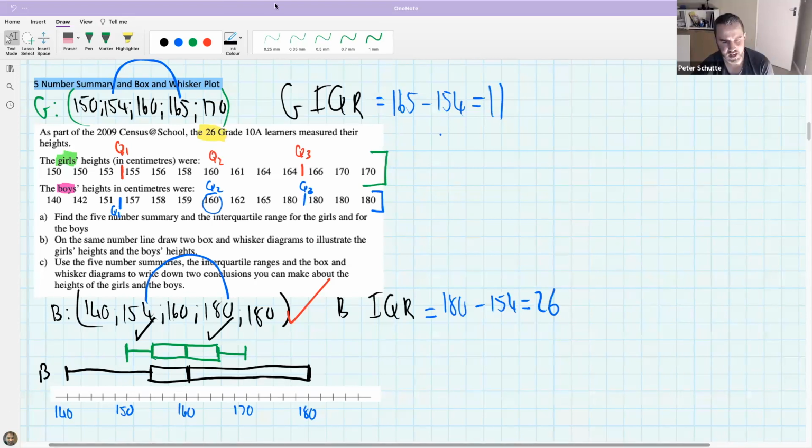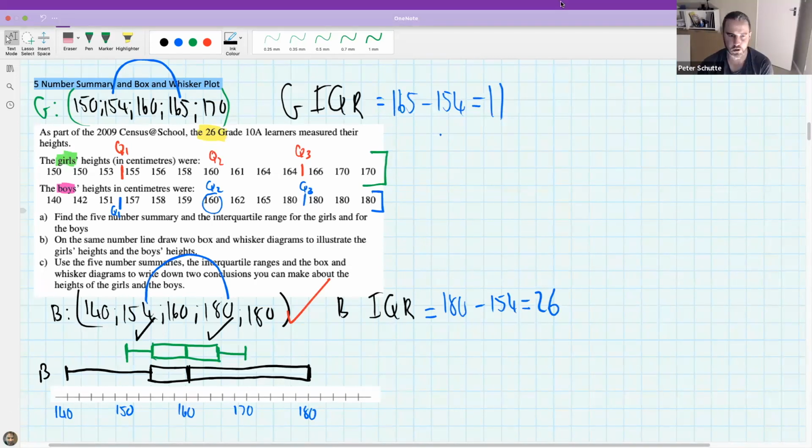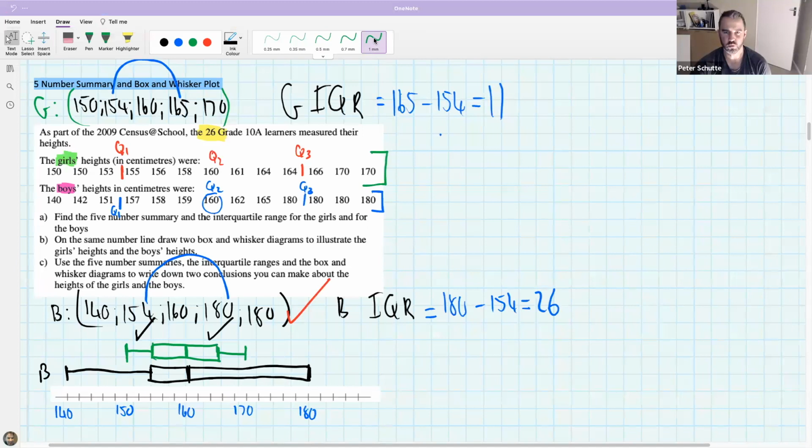Give me a thumbs up if you feel reasonably confident with box and whisker plots. Give me a thumbs down if you feel a bit unsure. Okay, we'll do one more after the break, but then after that we'll move on, because I don't think it's too hard, but it's nice to do one or two proper examples.